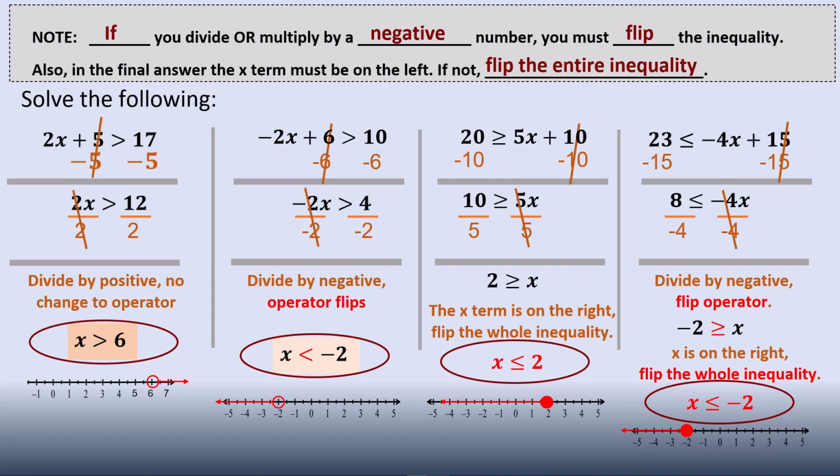Also, the variable in the final answer for an inequality needs to be listed on the left. And so, if it ends up on the right after the process is completed, it is important to flip the entire inequality, as you can see in the third and fourth examples on this slide. For the number line graphs, remember that an open circle is used when the operator does not have an equal, and a closed circle if it does. Before moving on, pause the video to make sure you completely understand all the steps shown here.